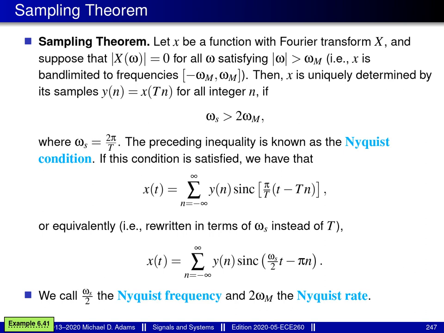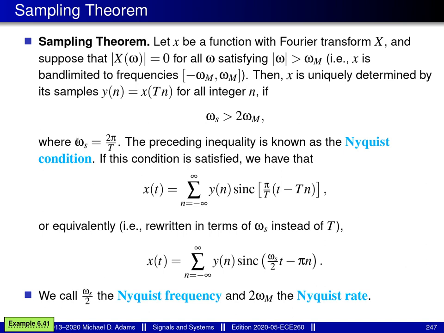The results of the preceding slides can be combined and formalized to yield the fundamentally important mathematical result known as the sampling theorem. This theorem is given at the top of the slide and reads as follows. Let little x be a function with the Fourier transform big X, and suppose that little x is band limited to frequencies in the range minus omega m to plus omega m. Then little x is uniquely determined by its samples, given by periodically sampling little x with sampling period capital T, provided this particular condition is satisfied, where omega s is the sampling frequency.